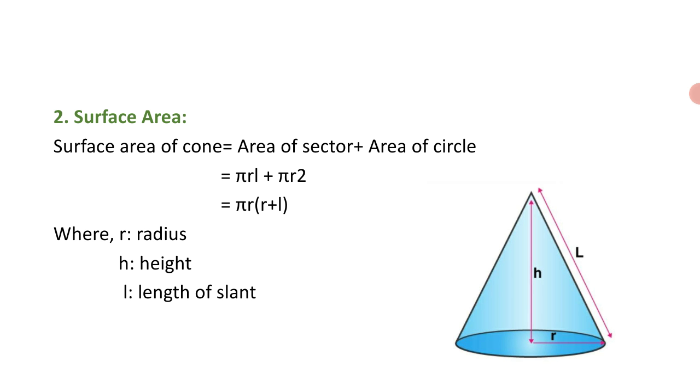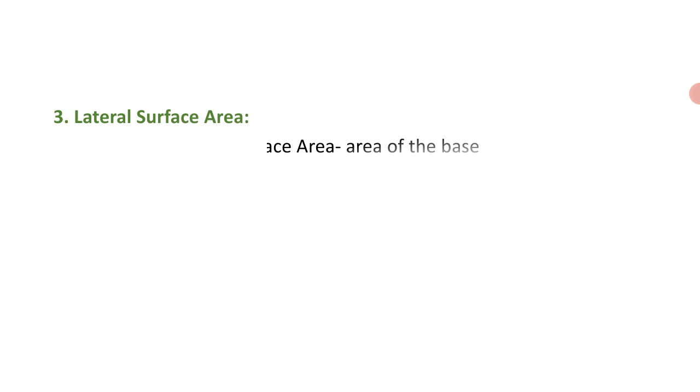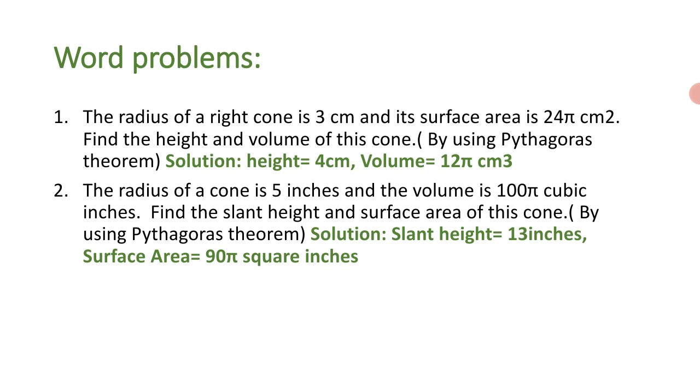Surface area is pi r into r plus l. Here r is already given in the question. Radius is given, 3 cm. So by applying this radius and the surface area, we can find the slanting height. We already know l is the slanting height of the cone, so we can find the slanting height of the cone.